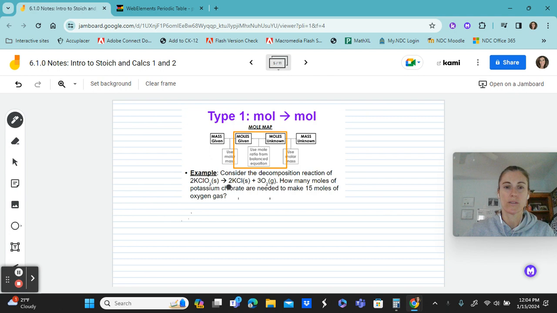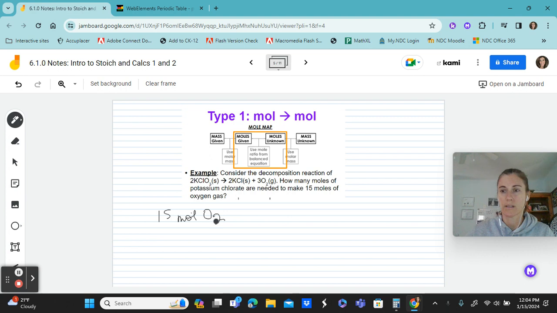We do have to have a balanced equation, which in this case we do. 2 moles of potassium chlorate decomposed to create 2 moles of potassium chloride and 3 moles of oxygen. So our question is, how many moles of potassium chlorate are needed to make 15 moles of oxygen gas? So I'm going to rewrite my given, and notice I'm writing my formulas.